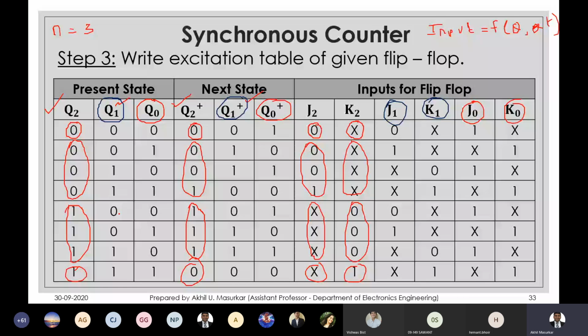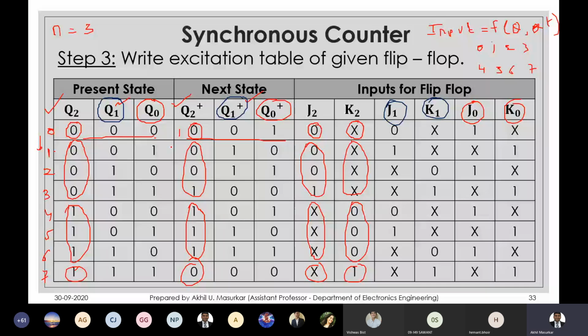Now, let's say this counter is counting from 0 to 7. So that is 0, then 1, then 2, then 3, then 4, then 5, then 6, and then 7. Let's say that my present state is 0, 0, 0. The next state of 0, after 0, what do you want? You want 1, right? The next state of 0 is 1. So if this is 0, 0, 0, the next state has to be 1.